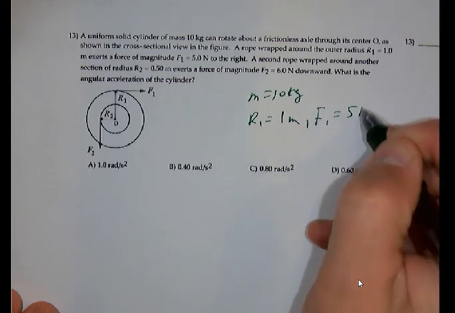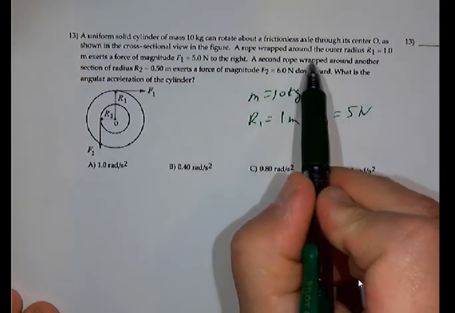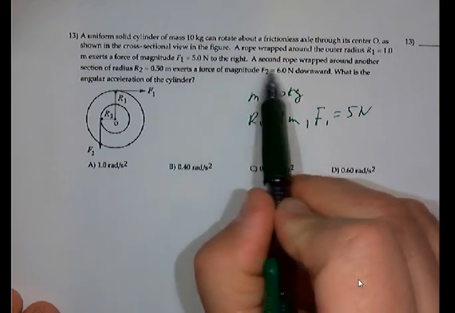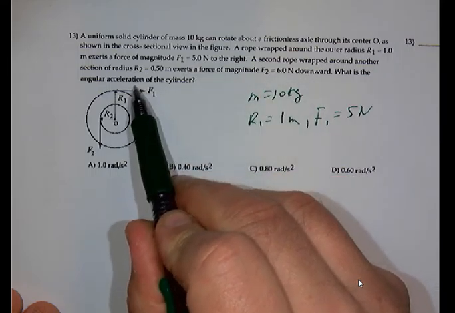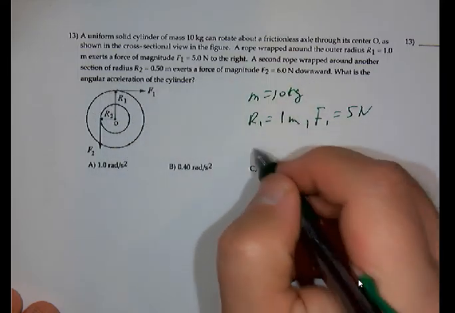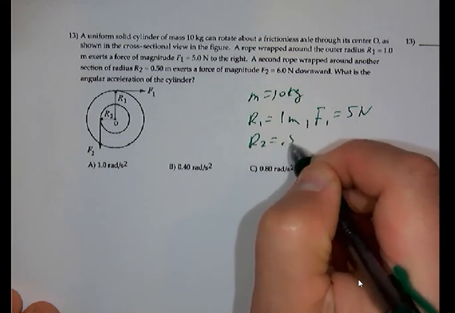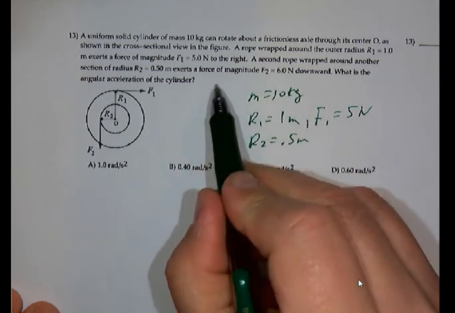Okay, excellent. A rope wrapped around the outer one, okay. Second rope wrapped around another section where the radius is half as much, so 0.5 meters, exerts a force of 6 newtons.